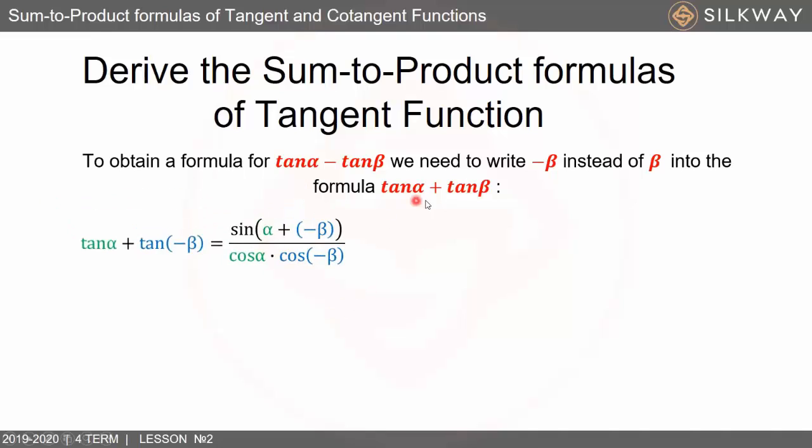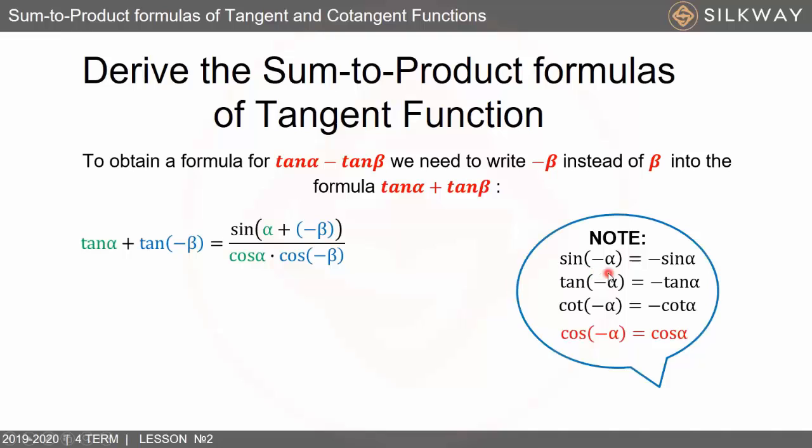We know this formula from the previous slide, and instead of beta we just put minus beta. Here we have a note. We know from the previous lesson that sine of minus alpha is equal to minus sine alpha, tangent of minus alpha is equal to minus tangent alpha, and also cotangent of minus alpha is equal to minus cotangent alpha. Just cosine of minus alpha is not equal to minus cosine alpha. It will be just cosine alpha.